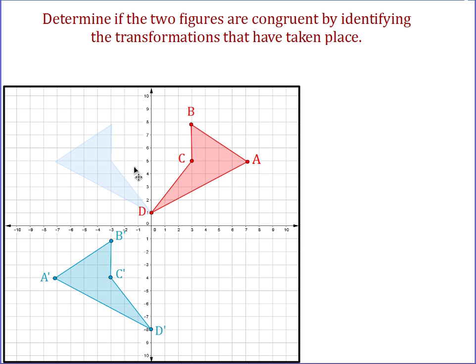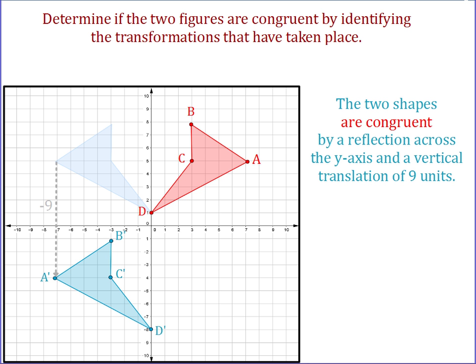As a matter of fact, if I take that reflected object and translate it down 9 units, I get my image. So I can say, and I can verify that for every vertex again, I can say the two shapes are congruent by a reflection across the y-axis and a vertical translation of 9 units. Or I could say we translate it down 9 units. Either way works.